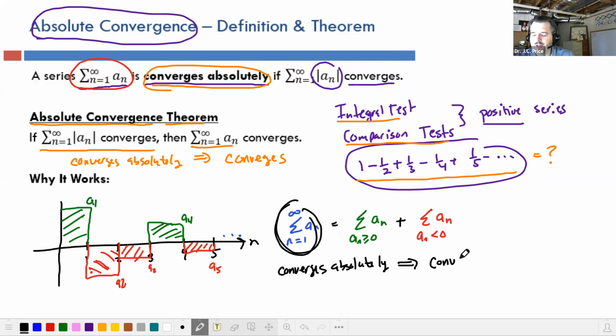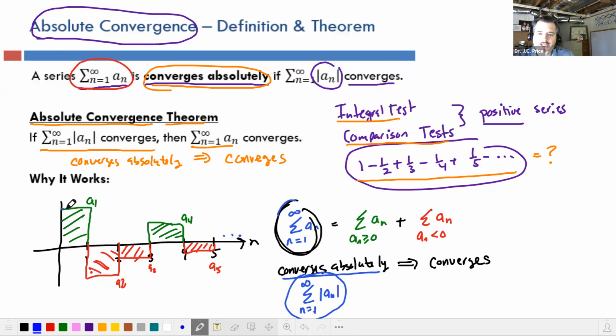So it's kind of like absolute convergence is a stronger convergence than regular convergence. Now, why is that? Let's suppose that the sum of the absolute value of the a sub n's, n equals 1 to infinity, converges. So it converges absolutely. So that thing actually goes to some sort of number. So what does that thing look like?